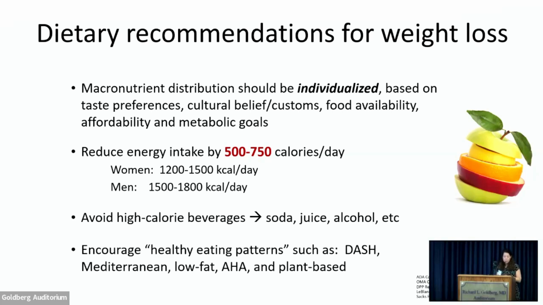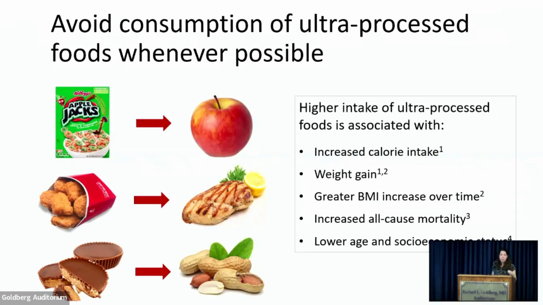You want to always tell your patients to avoid high-calorie beverages. That's often a sinkhole for a lot of patients. And then you want to encourage healthy eating patterns like the DASH diet, Mediterranean diet, low-fat American Heart Association diet, or plant-based diets. And the thing I really harp on with a lot of my patients is ultra-processed foods. We really want to start avoiding these whenever possible. Ultra-processed foods are associated with higher caloric intake, strongly associated with weight gain, greater BMI increase over time, increased all-cause mortality, and lower age and lower socioeconomic status.